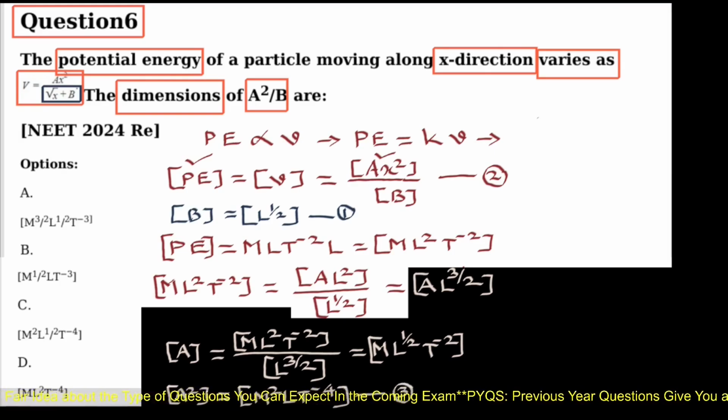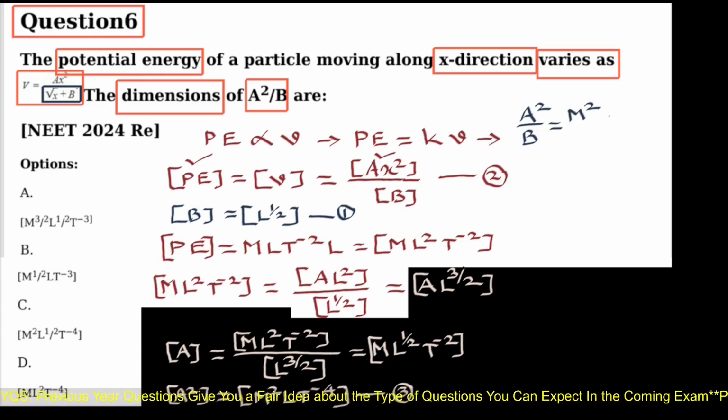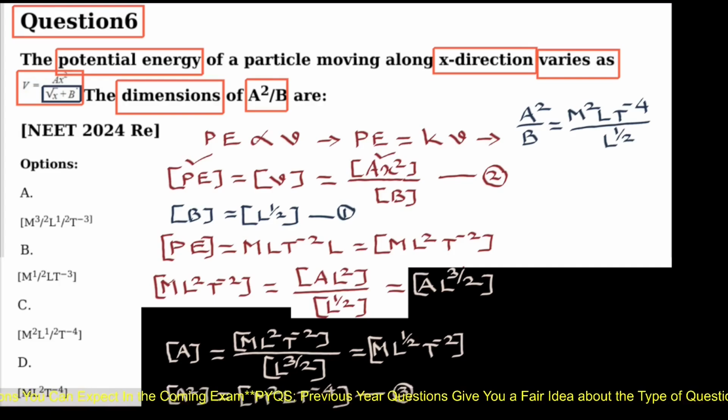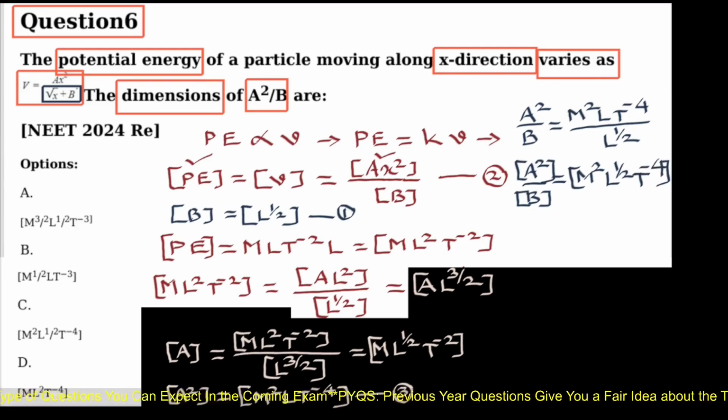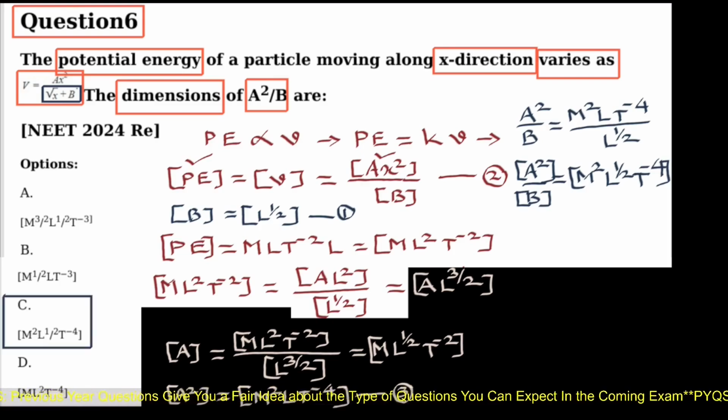From 2 and 3 we finally write a square upon b, which is m square L t raised to minus 4 upon L raised to half, which finally will be m square L raised to half t raised to minus 4. Hence, the correct answer option will be C, m square L raised to half T raised to minus 4.